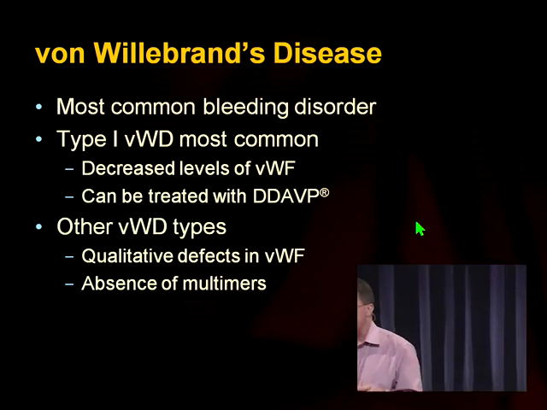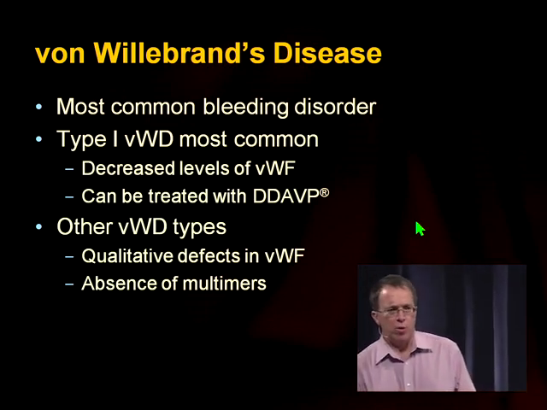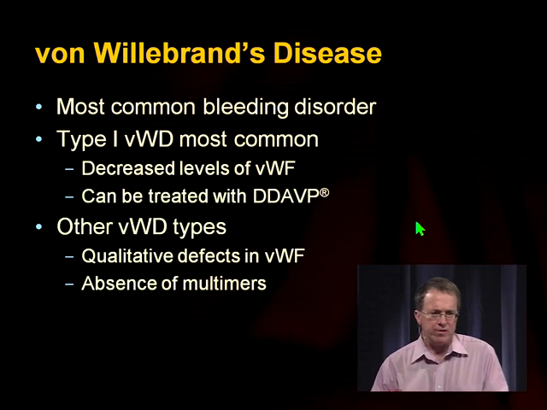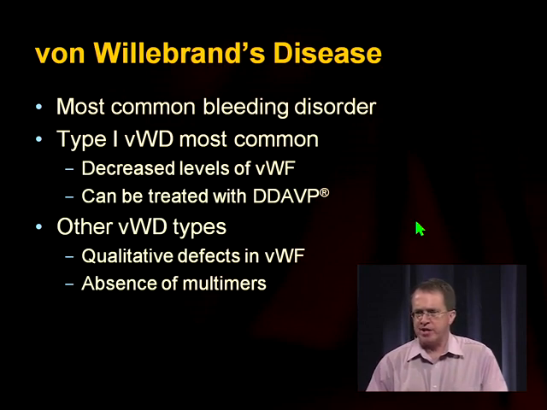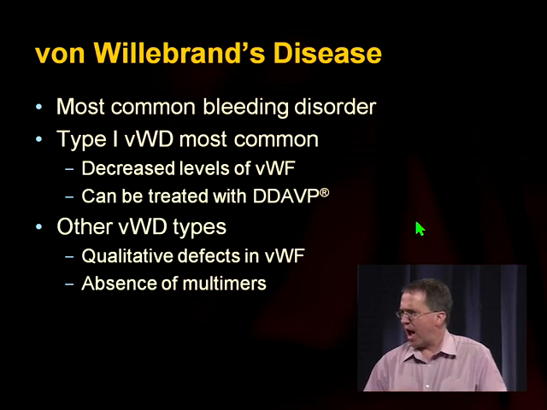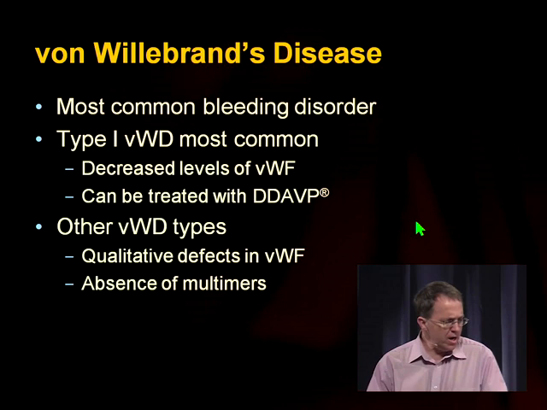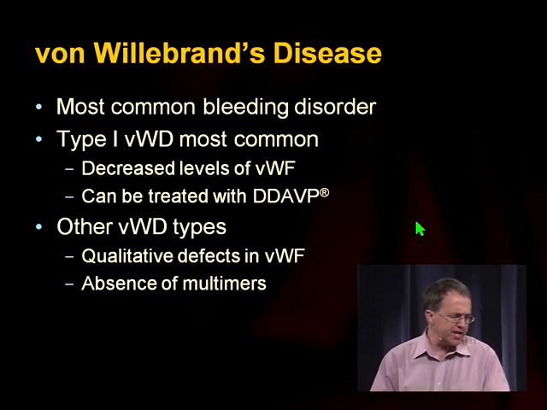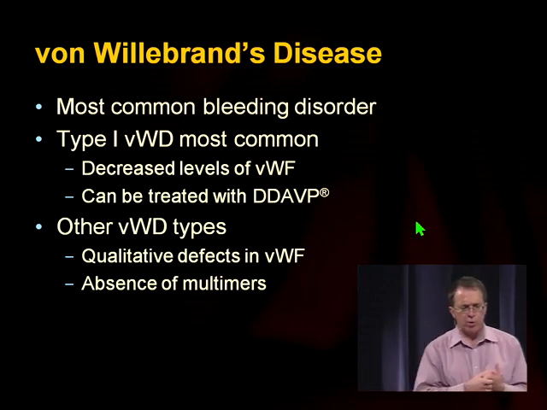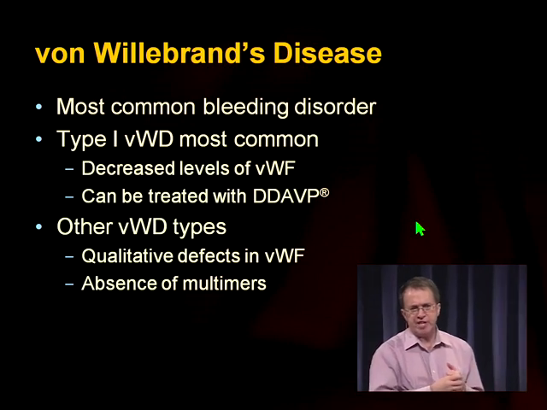Von Willebrand's disease, when you get beyond type 1, I think it's really confusing. So all I'm going to focus on is type 1 von Willebrand's disease. Von Willebrand's disease is the most common bleeding disorder. I am quite certain that there are many of us here that have some form of von Willebrand's. Type 1 is by far the most common, and it's characterized by decreased levels of von Willebrand factor. It can be treated with DDAVP.